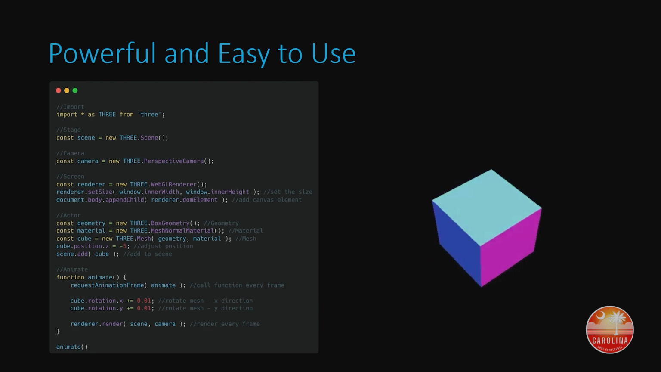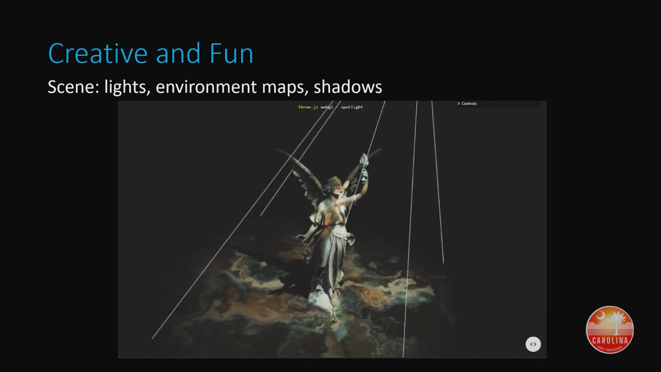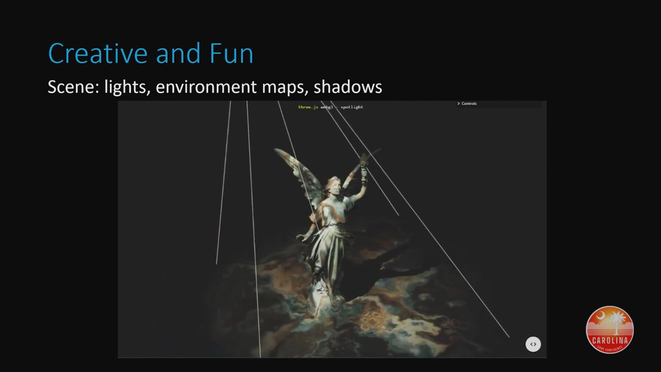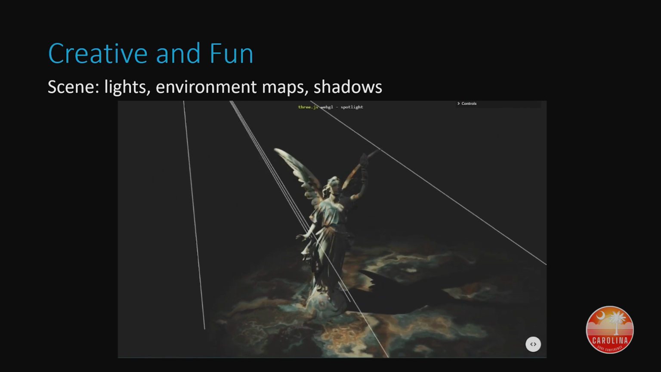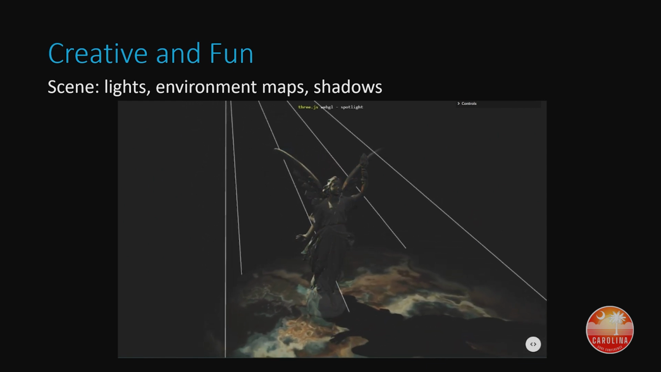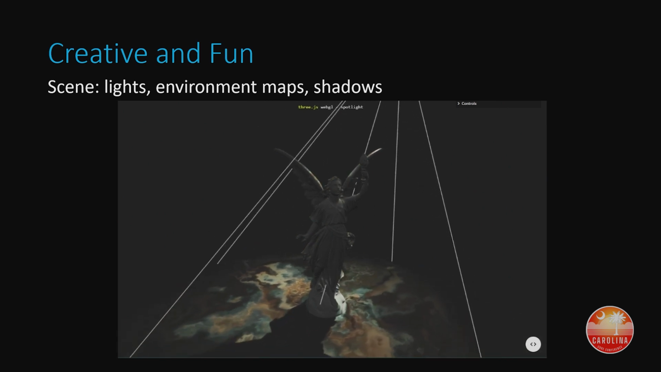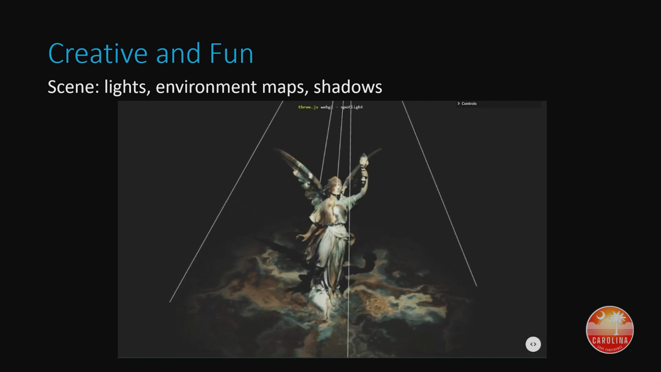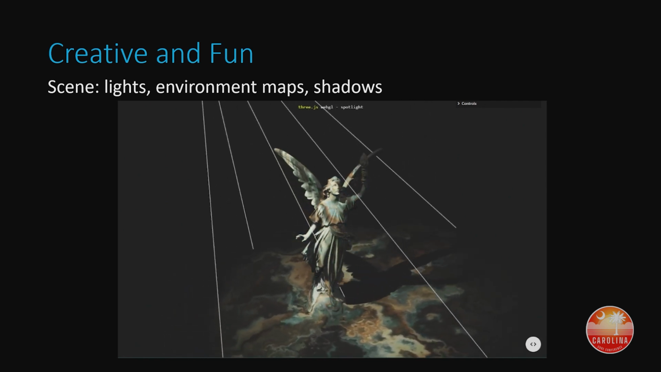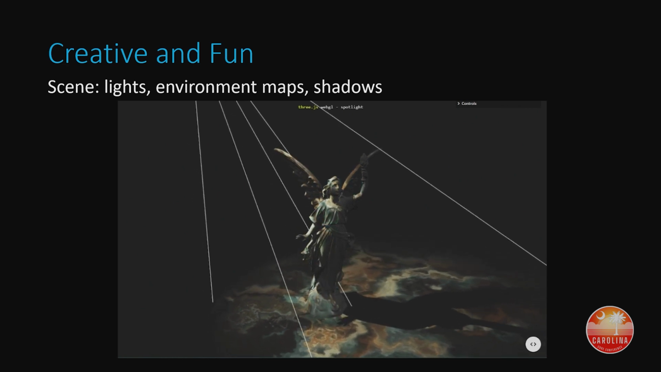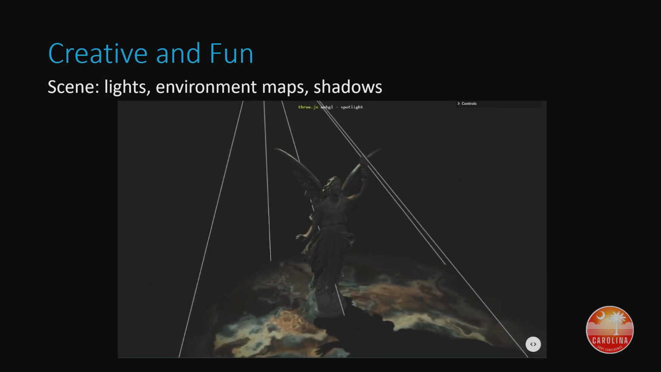So here's where it gets fun. These 4 elements, the scene, the camera, the renderer, and the mesh, you can modify them to create anything, basically anything from your imagination. Here are some examples of how you can do that. This is an example of how you can modify the scene. You can add lights, environment maps, shadows. In this case, we have a spotlight, and it's rotating around this mesh, and it's casting a shadow. So it gives it texture and a lot of detail.